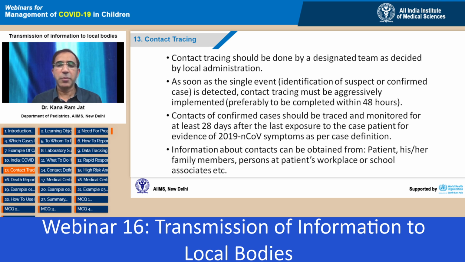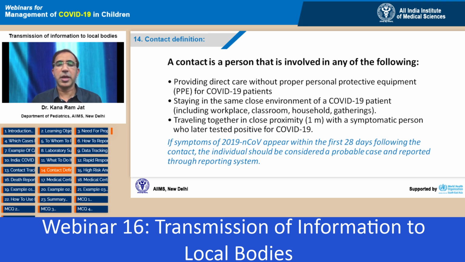Information about contacts can be obtained from the patient, his or her family members, persons at the patient's workplace, or school associates, etc. A contact is a person that is involved in any of the following: providing direct care without proper personal protective equipment for COVID-19 patients, staying in the same close environment of a COVID-19 patient, including workplace, classroom, household, and gatherings, or traveling together in close proximity, that is within 1 meter, with a symptomatic person who later tested positive for COVID-19. If symptoms of COVID-19 appear within the first 28 days following the contact, the individual should be considered a probable case and reported through the reporting system.